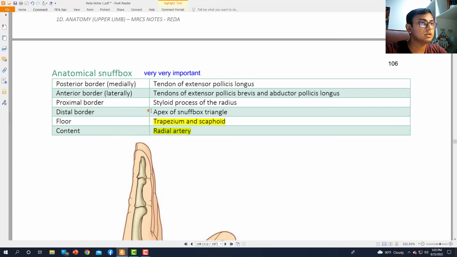The proximal border is the styloid process of the radius. Here is the bony prominent area, the styloid process of the radius. The posterior border is the tendon of extensor pollicis longus. Laterally are 2 muscles, which I already said: extensor pollicis brevis and abductor pollicis longus. So 3 muscles: abductor pollicis longus, extensor pollicis brevis, and extensor pollicis longus.